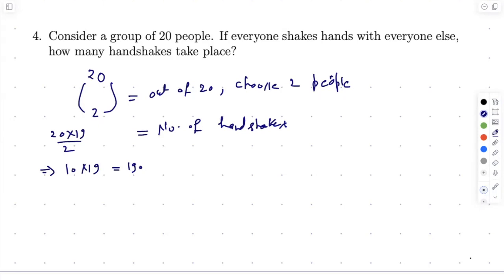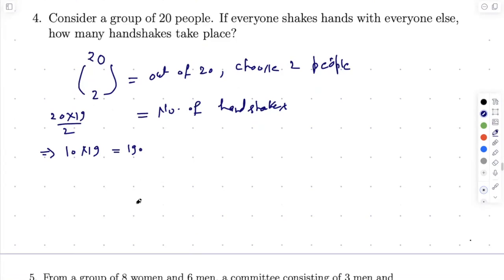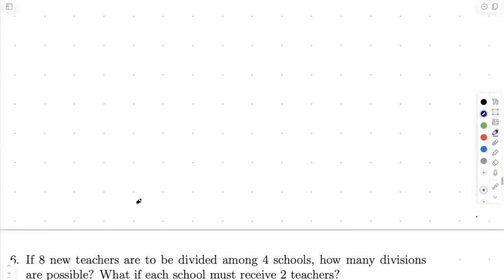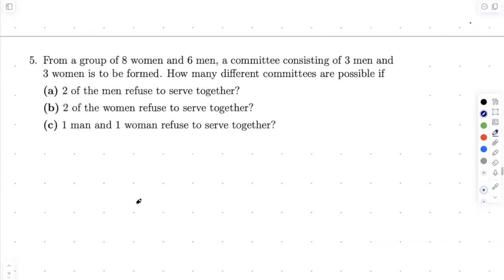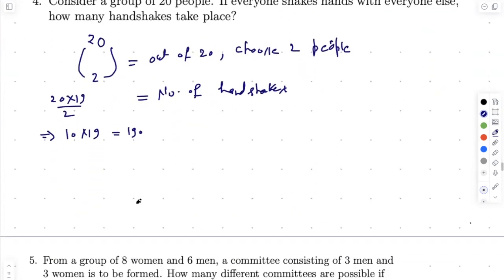Out of 20, you need to just select any two there. I hope no issues are there. Now, next question.